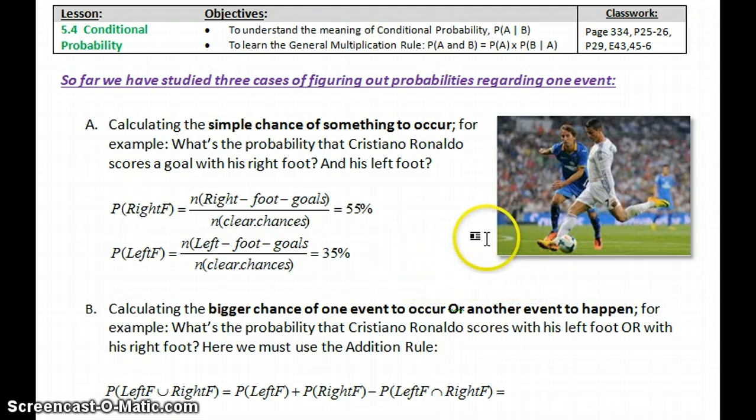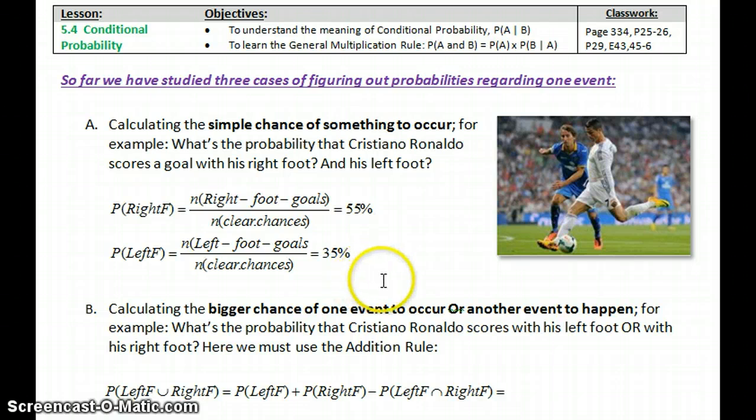Of course, this is something that requires empirical probability, an experiment. Let's say that the number of right foot goals over the total number of clear chances Cristiano Ronaldo has had is 55%. So the probability that he scores with his right foot is 55%, and the probability that he scores with his left foot is a little bit less, 35%. So this is just simple probability. You already know how to do this.